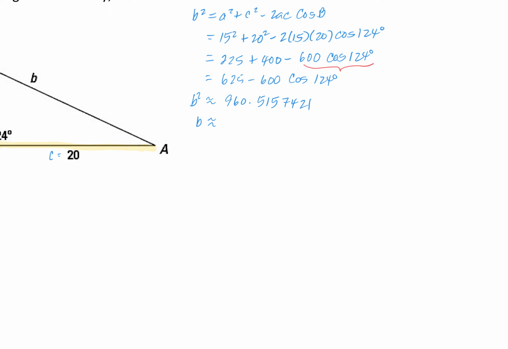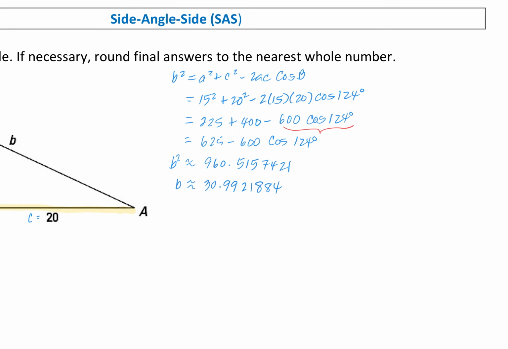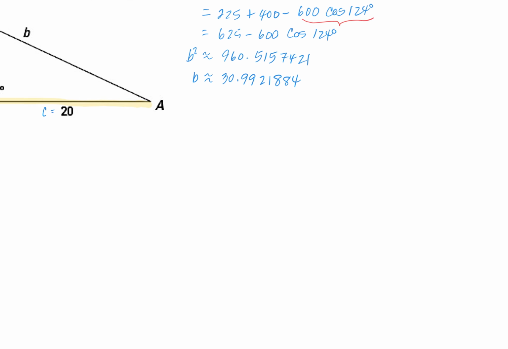Square rooting both sides, I have 30.99, so really close to 31, which is nice because we're supposed to be rounding this to the nearest whole number. 30.9921884, sorry. So if I were to round to the nearest whole number, which is what the directions say, then that would be 31.